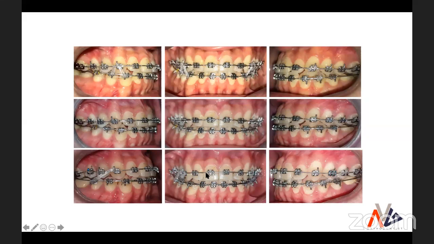But when it crosses down, if we use the same without inverting it, what's going to happen is it's going to push the roots out again. So we have to invert this bracket, and that's going to give you a heavy positive crown torque on the canine. And as you can see in this picture in the finish, the torque is overcorrected in the canine region.